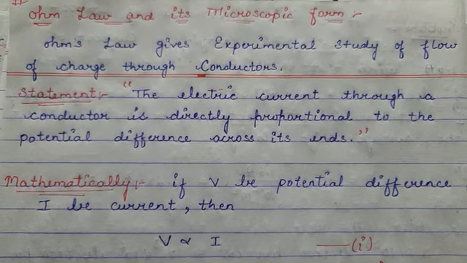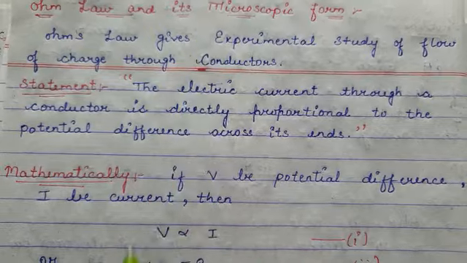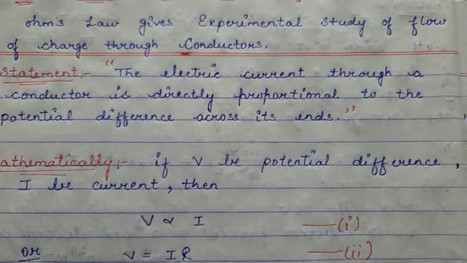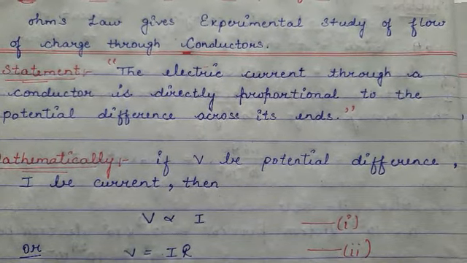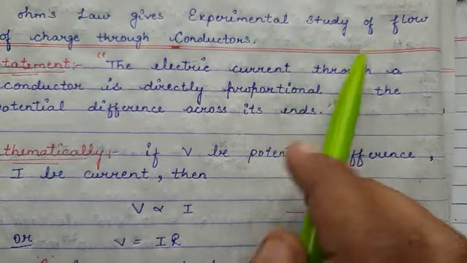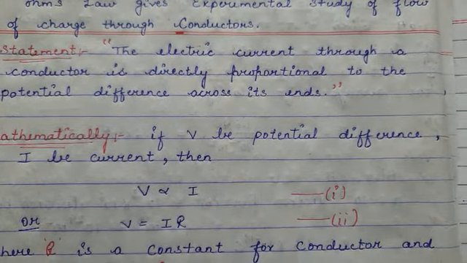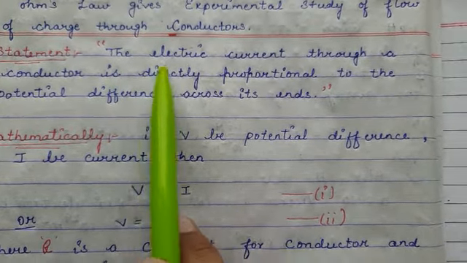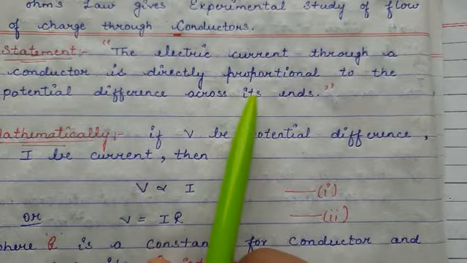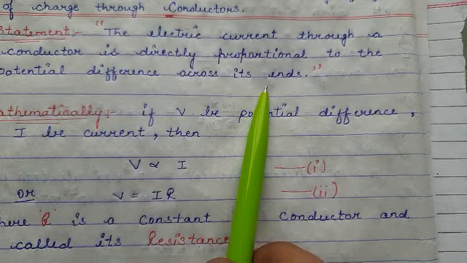Very good morning, students. Today we're going to learn about Ohm's law and its microscopic form. Ohm's law summarizes one of the earliest experiments studied of flow of charge through a conductor. It states that, if the physical conditions remain the same, the electric current through a conductor is directly proportional to the potential difference across its ends.